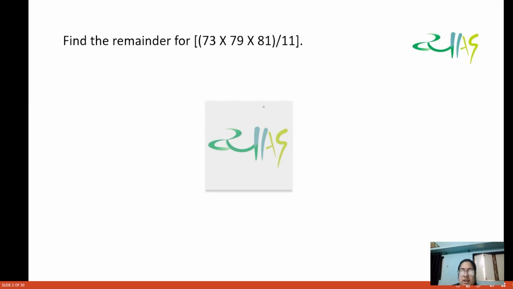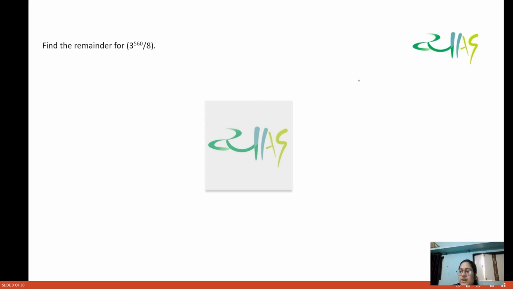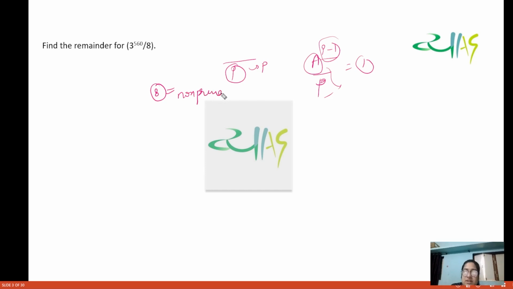Now let's move forward. Now look at this question. We have done a lot of questions where we have to divide by a number which was prime. So we were using this formula a lot, a to the power p minus 1 divided by p is equal to 1, and we were making this p minus 1, because p was a prime number. But here you see we have 8 as the number. So how to do these kinds of questions where we get non-prime numbers? Let us do this as well.